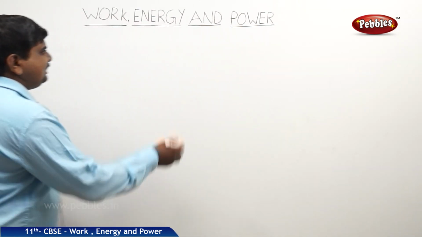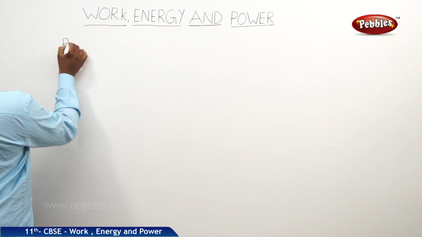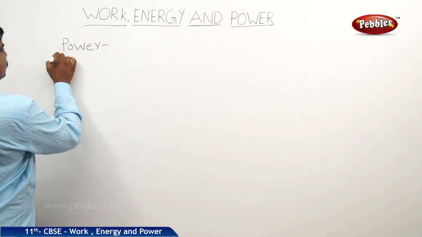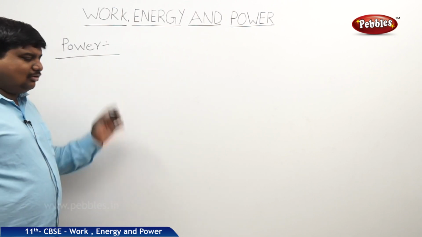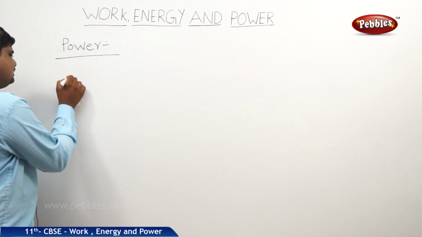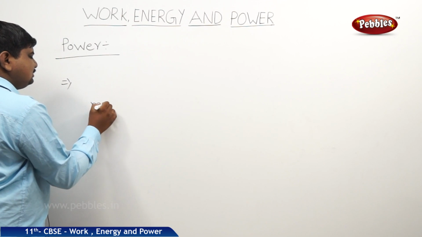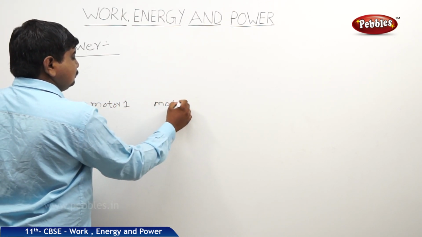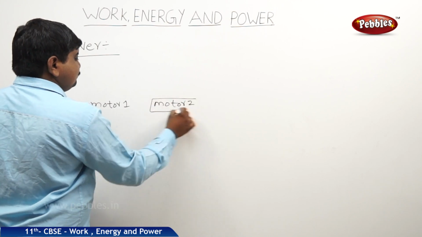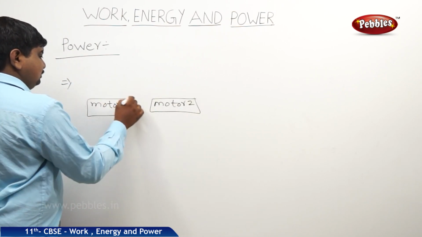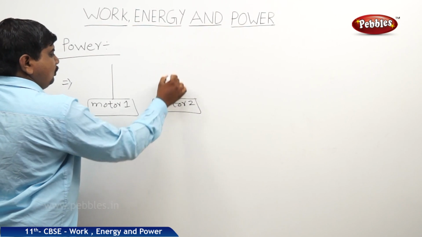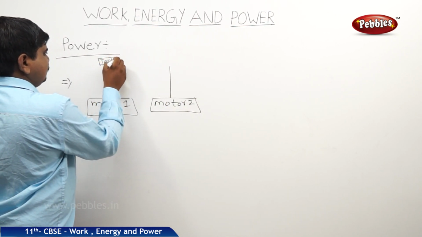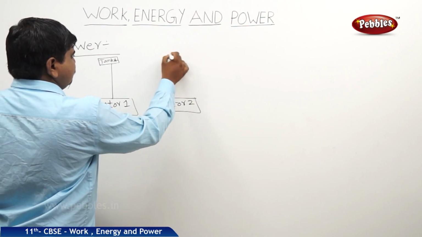The next concept is power. To understand this concept of power, let me give one example. There are two motors, motor 1 and motor 2. Both are switched on at the same time. These two motors are connected to two overhead tanks. This is tank A, this is tank B.